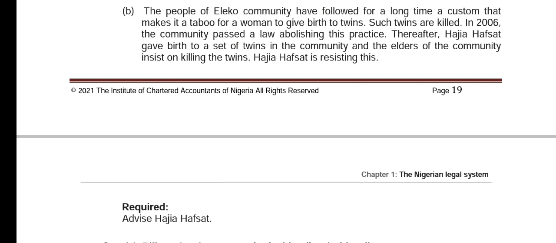Ijaf Fisat should hold on to the principle that there is a law in place. Let me explain. There are validity tests for customary laws: there's the repugnancy test, there's the incompatibility test, and also the public policy test. Now you find out that what the elders are saying on killing the twins is incompatible with the law in place in that community. There's already a law that has ended the killing of twins. So Ijaf Fisat should hold on to that law in court and she'll win the case.